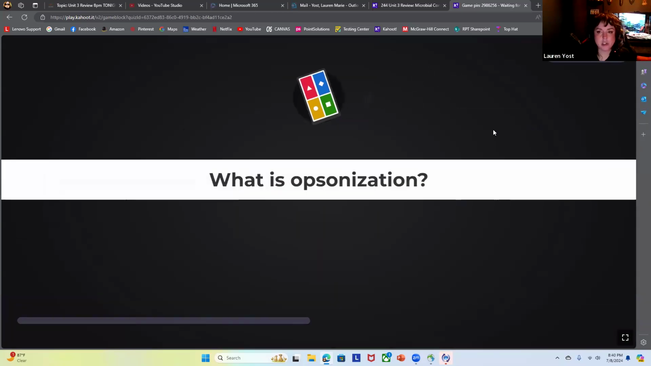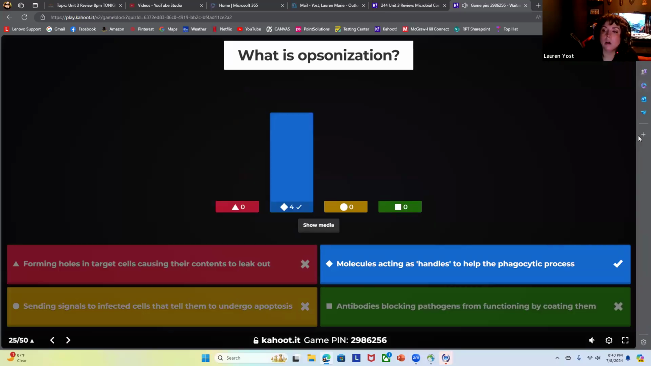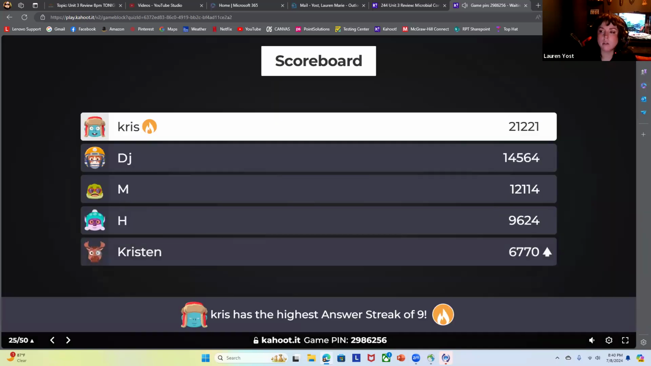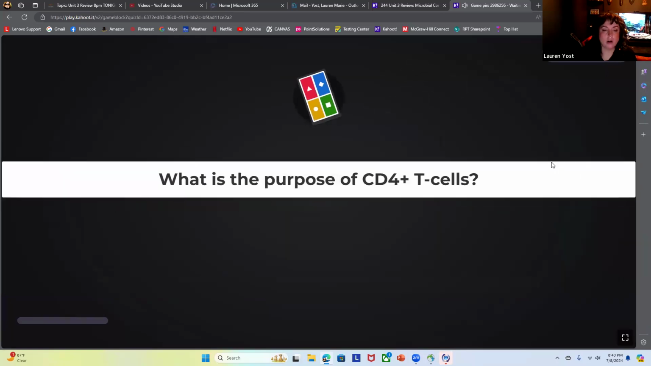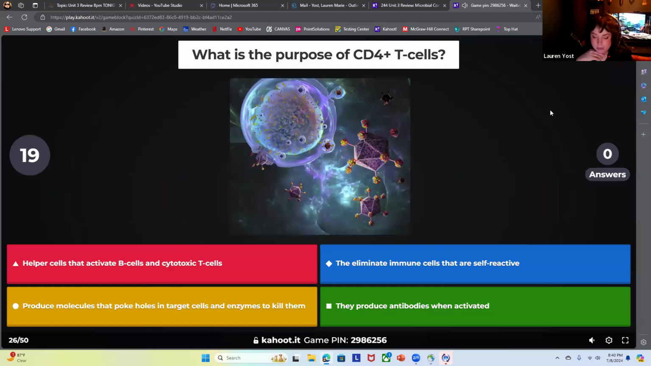What is opsonization? Let's see if you were paying attention. All right, so this is the little handle. So we kind of already went over this, so I'm not going to go over it right now. But you guys got it. All right, next one. What is the purpose of CD4 positive T cells? Now we're getting into adaptive immunity.